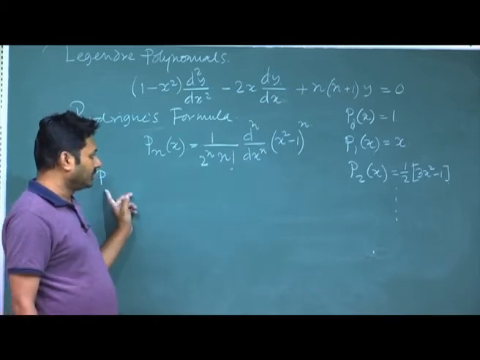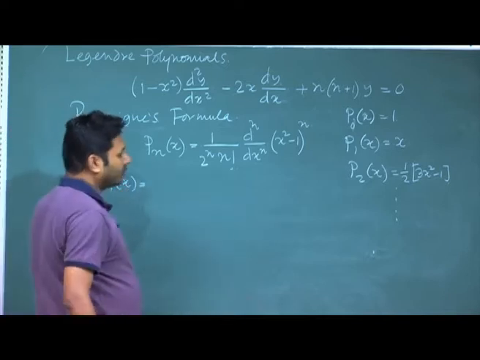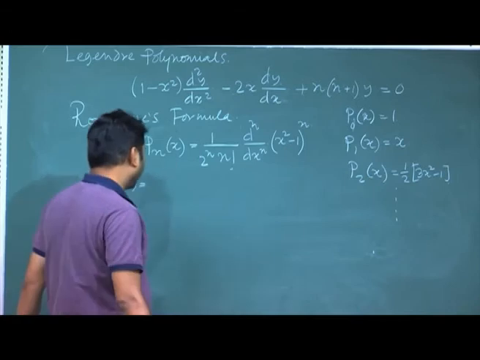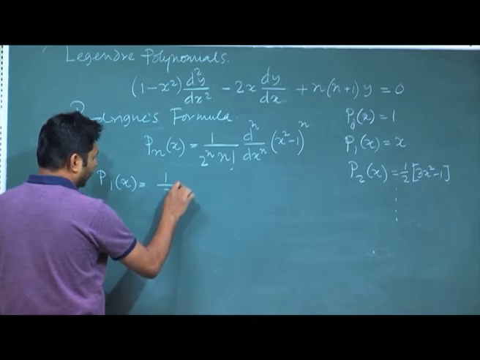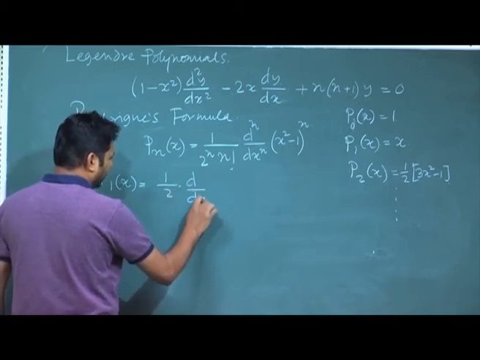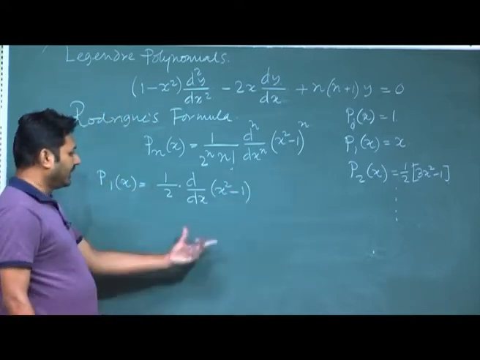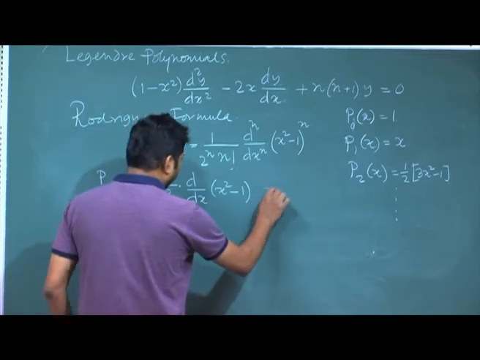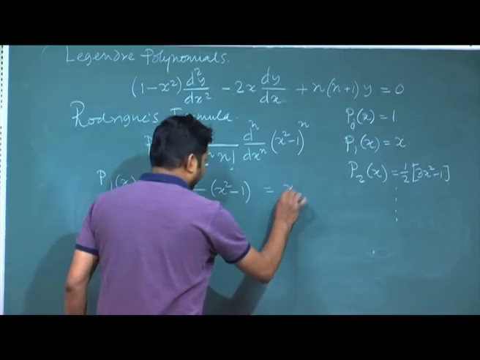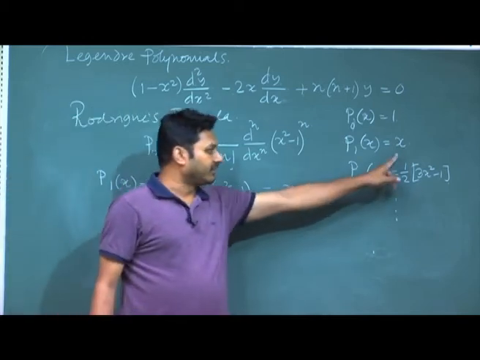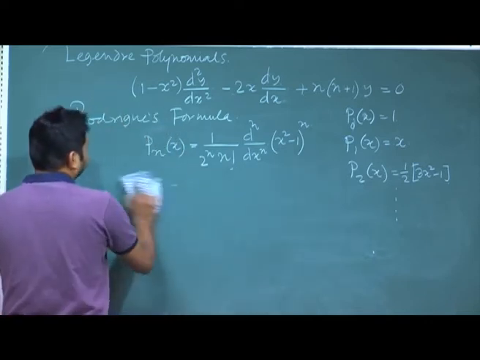What about p1? P1(x), which I wrote here as x, I am going to verify that. So, p1 means n is equal to 1. So, 1 by 2, the first order derivative of x square minus 1, with n equal to 1. If I take a derivative of this quantity, I will have 2x and this 2 will cancel out, so I will have only x. So, this is verified from the Rodrigues formula. What about the next term?